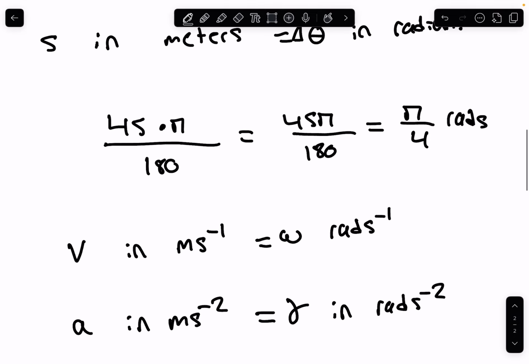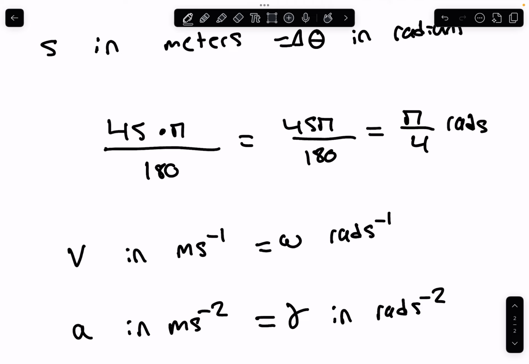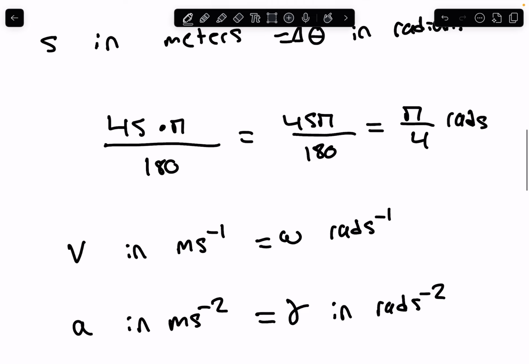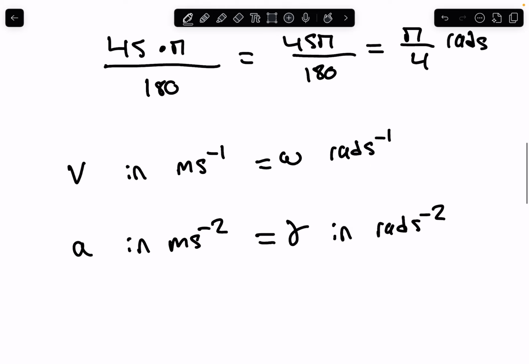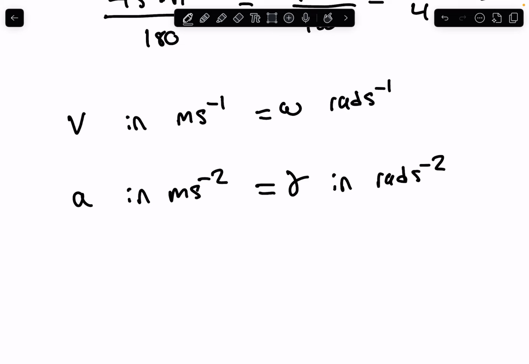So these are the things you must know. Displacement in rotational mechanics is delta theta in radians, velocity is omega in radians per second, and acceleration is alpha in radians per second squared.